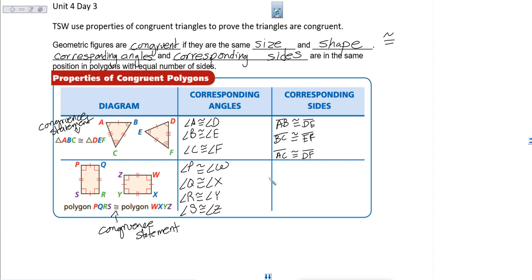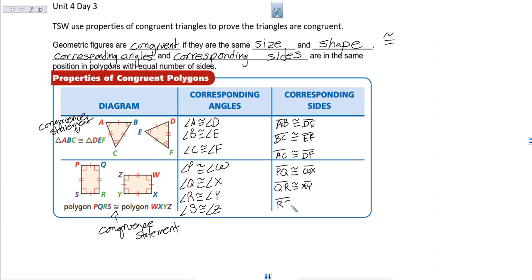Then we need to look at the sides. And sides, remember, have 2 points, the end points. Our first side would be segment PQ. So those are the first two letters of the first figure. Then it would be congruent to segment WX because those are the first two letters in the second figure. Go on to your next side. That means segment QR is congruent to segment XW because those are the second and third letters in our names.